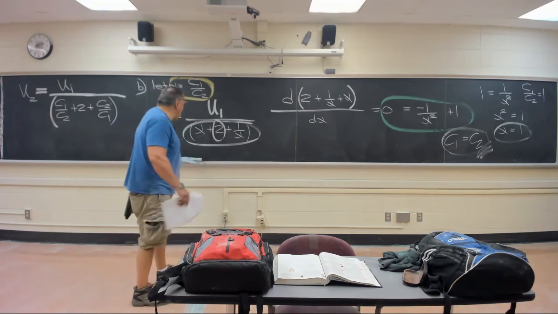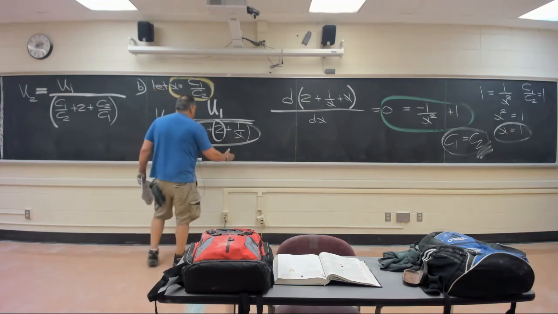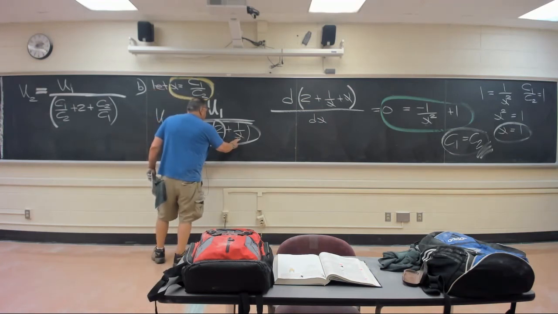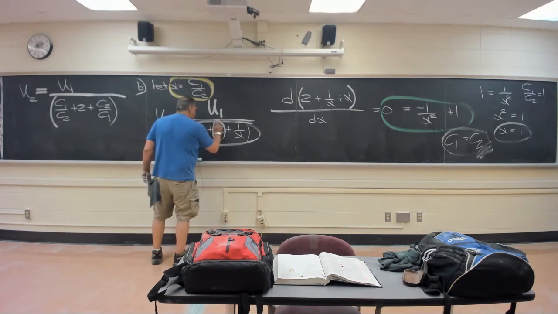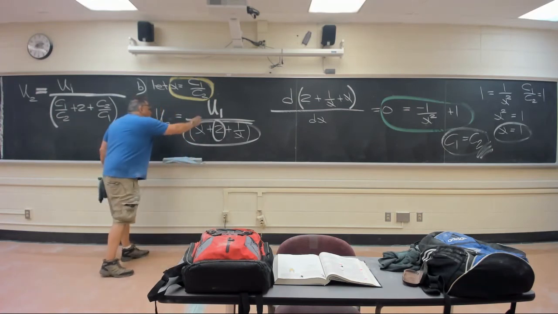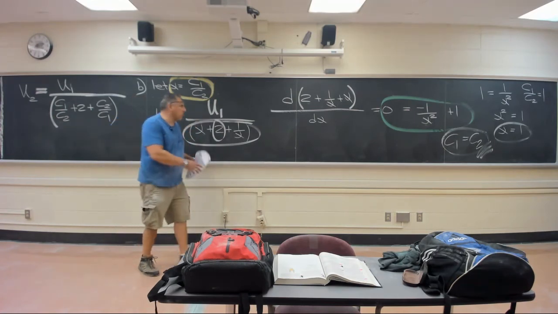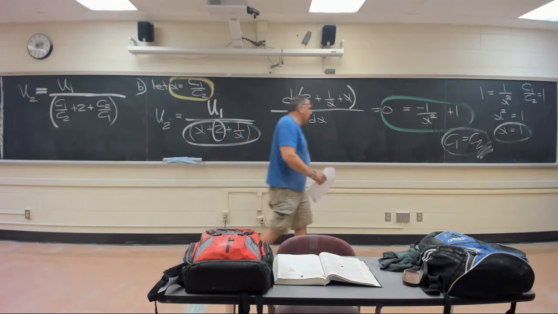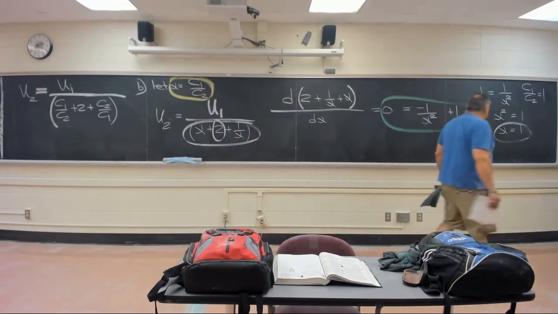And luckily, if x equals 1, you're not in big trouble. You're okay. If x equals 1, 1 over x is 1 over 1, which is 1. That's 1 right here. 1 and 1, 2, and 2 is 4. U1 over 4 is equal to U2. U1 is 4 times what U2 is, or U2 is 4 times smaller.